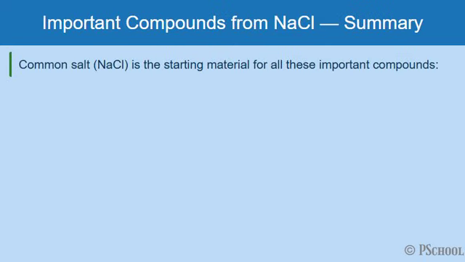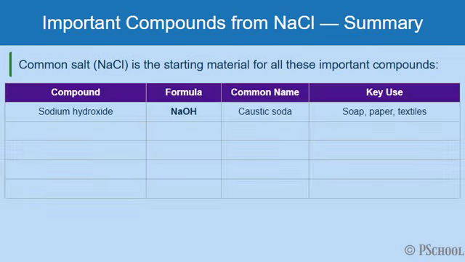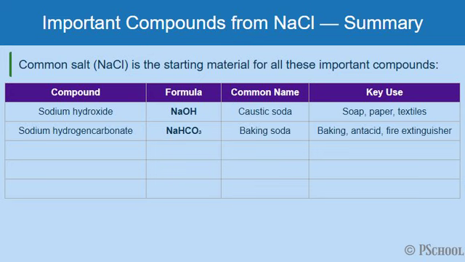All these important compounds are made from common salt, sodium chloride. Sodium hydroxide, NaOH, common name is caustic soda, used in soap, paper, and textiles industry. Sodium bicarbonate or sodium hydrogen carbonate, NaHCO3, common name is baking soda, used in baking, antacid, fire extinguisher.